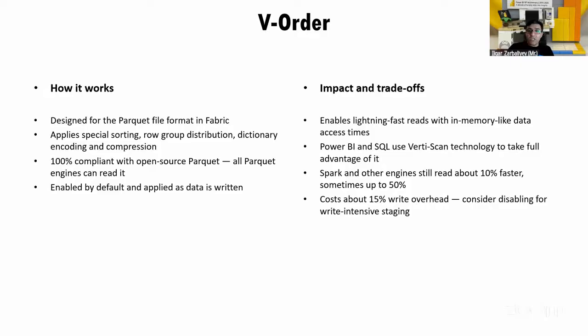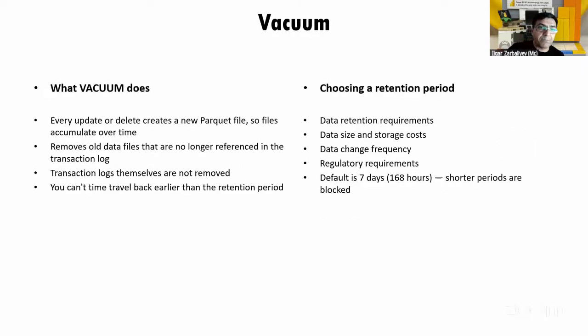The one scenario where you should think twice is write-intensive workloads, such as a staging data store, for instance, where data is only read once or twice. So there, the 15% write overhead may not pay for itself. And disabling V-Order might reduce your overall ingestion processing time.